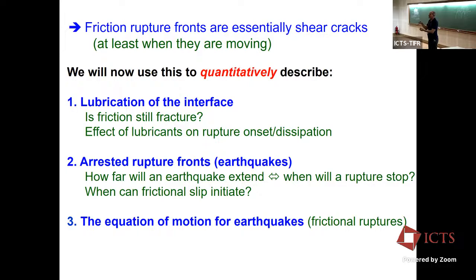Well, you'll get a little bit of van der Waals adhesion, but that's dwarfed by the other energies, by the plastic deformation energy and such.